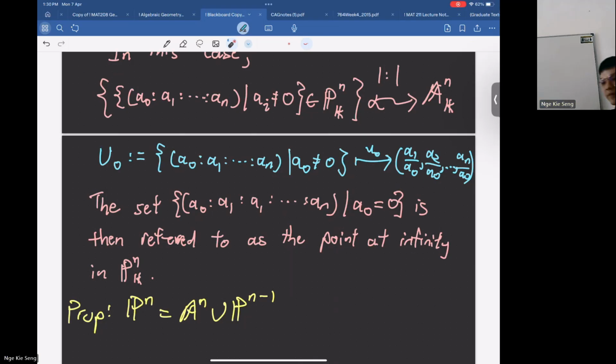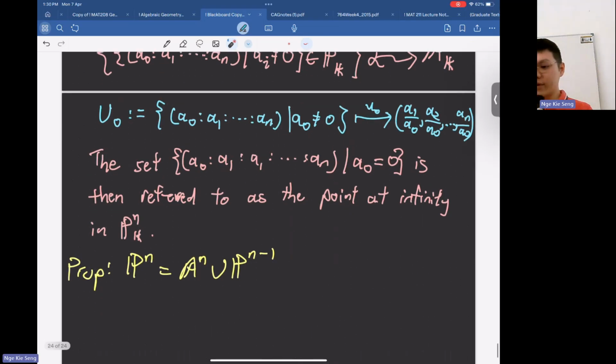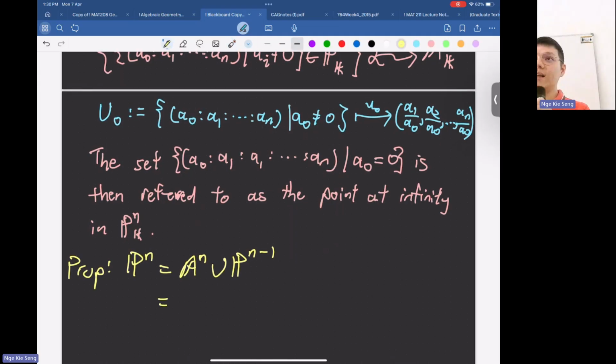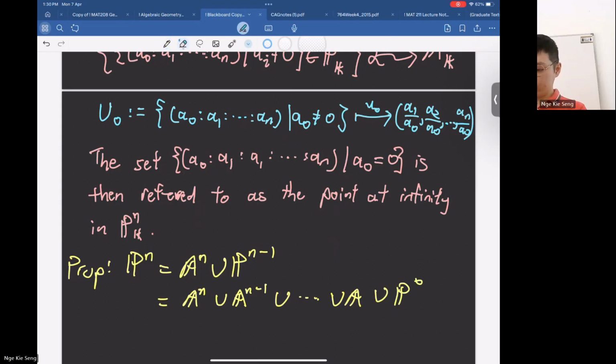Okay, yeah. So if you can do this right, you can imagine that you should be able to do it inductively. You can apply this argument inductively, such that you can get all the way up to what? A1 union P0. Yes. P is a space of punctured lines, and A^n is a space of n dimension.